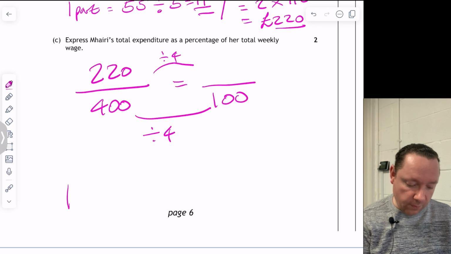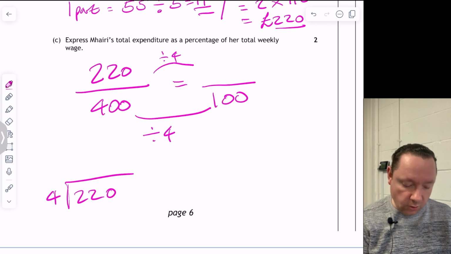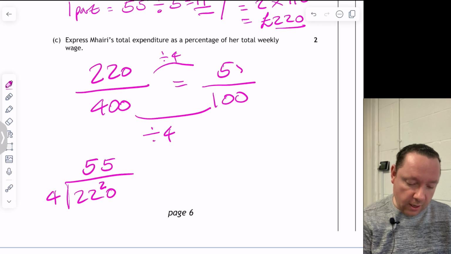If you need to use a method at the side like this, then we do that. 4 into 22, 4 5s is 20, but there's 2 left over. And then 4 5s is 20. So I get 55 out of 100, and write that as a percent, 55%.